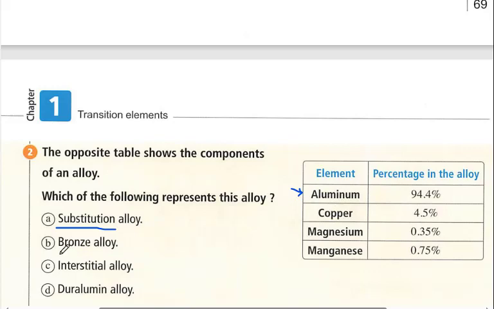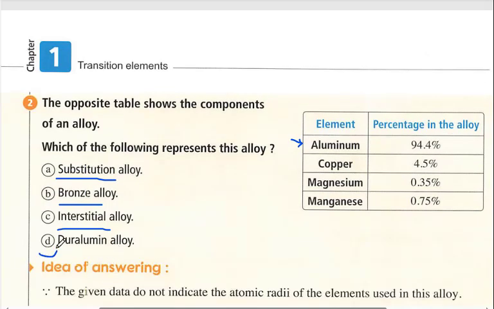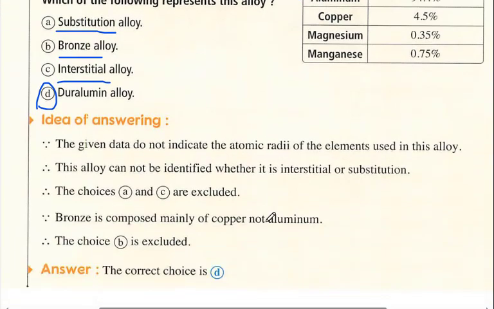It is not bronze. Bronze is a copper and tin alloy. It is not an interstitial alloy, as these are a mixture and a chemical compound. So it is an intermetallic alloy, and it is called duralumin because the main component here is aluminum. So this is the correct one. Duralumin alloy is composed mainly of aluminum with a little copper and traces of magnesium and manganese.